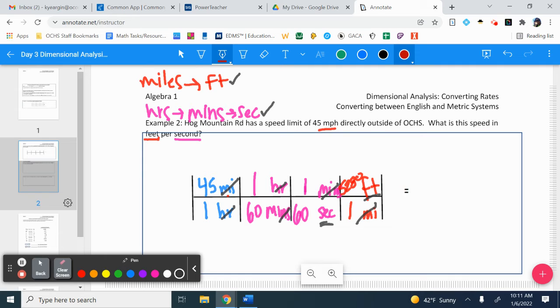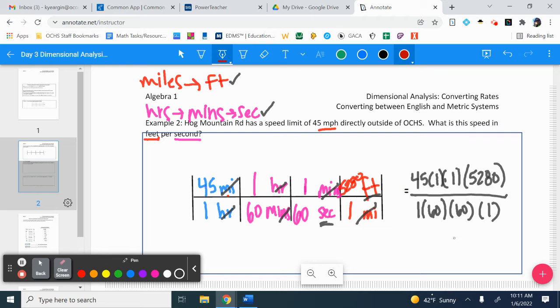At this point, I just need to multiply. So in my numerator, I have 45 times 1 times 1 times 5,280. And in my denominator, I have 1 times 60 times 60 times 1. And again, I don't really need this part that we just wrote out because you're just putting that into the calculator. You've shown your work for me over here. So take a second, type this into your calculator. Once you take some time to type this in, again, if you need more time, you can pause the video here. You will get 66.